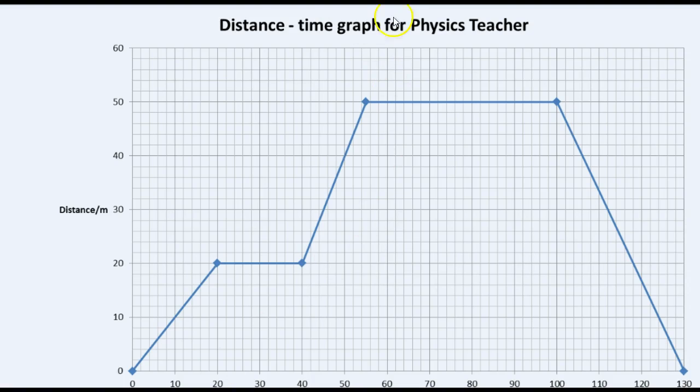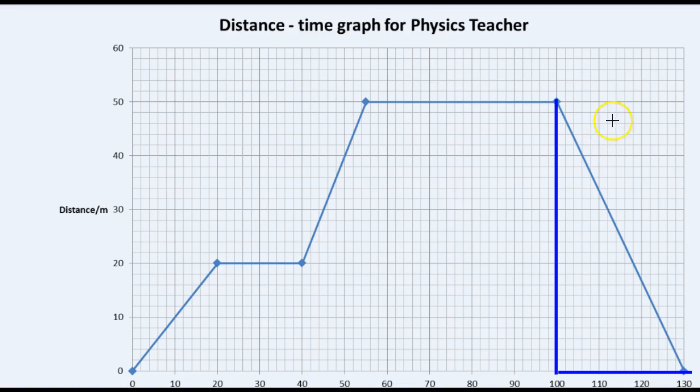So if I want to calculate this final section then, I want to calculate the speed here. Once again, I just need to draw a line on my graph. So if you remember, I went from 50 meters back down to where we started, so back down to 0 distance from my lab. So that was a total of 50 meters, and I've achieved this in 30 seconds because I've gone from 100 to 130 seconds to get back.